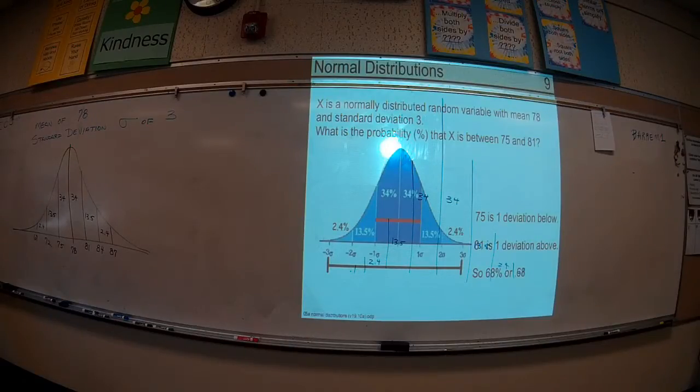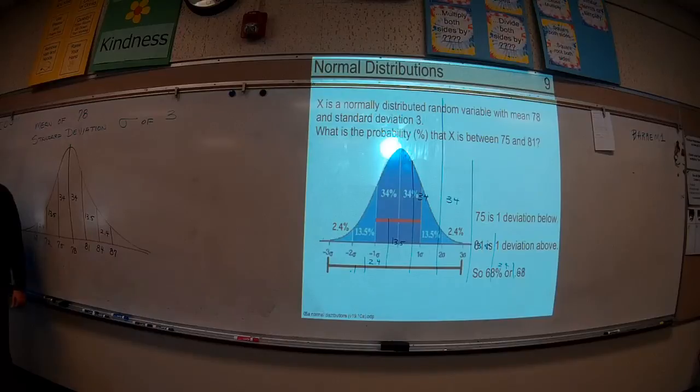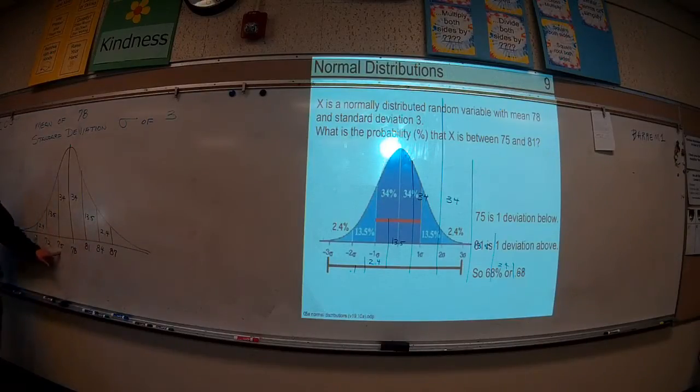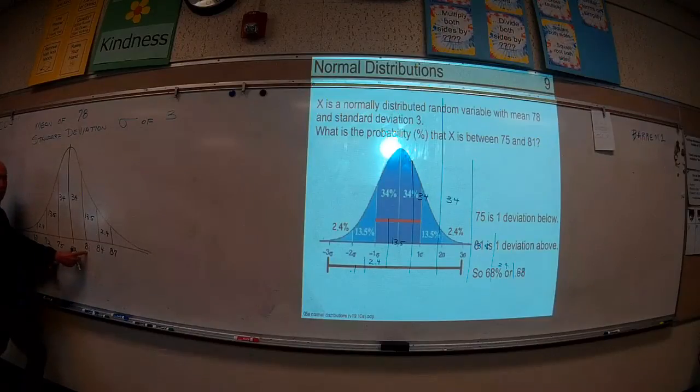Now I can find what percent of people live in any of these little regions. What percent of people live between 81 and 84? 13.5. Between 81 and 84? 13.5. What percent of people live between 75 and 81? 68. What percent of people live between 75 and 84? 70.